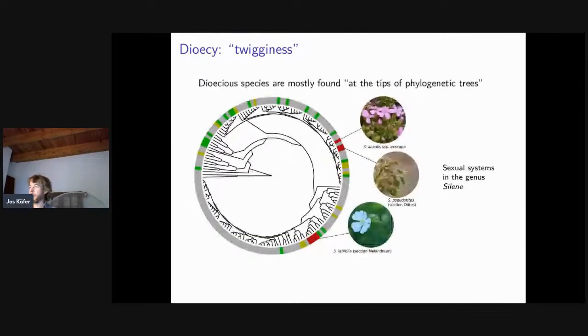So this is a phylogeny of a genus I've been working on a little bit, Silene. It's quite a large genus with a few dioecious species, which are depicted here in red. And you can see they occur in isolated small clades. So their evolution seems to be recent, and their persistence time is short.